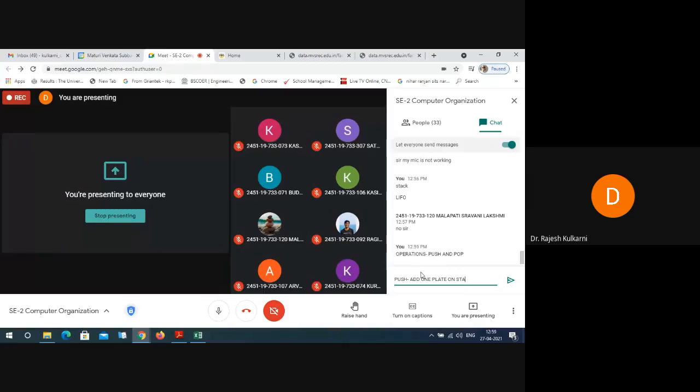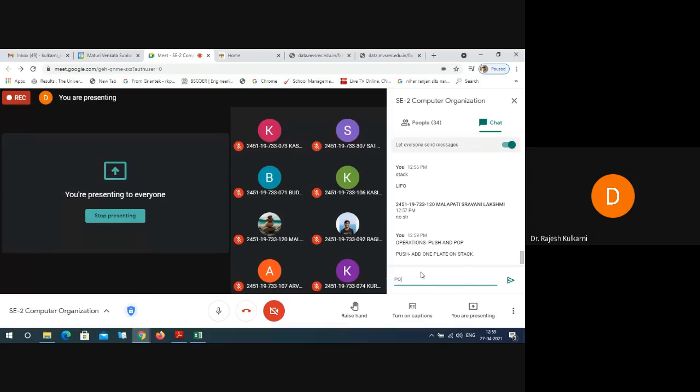On the stack, where will it go? When you add one more plate on the stack, it will go to the top, right? It will go to the top. So this operation is called the push operation.